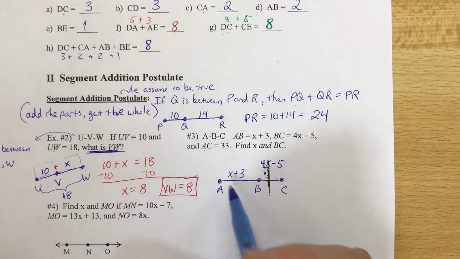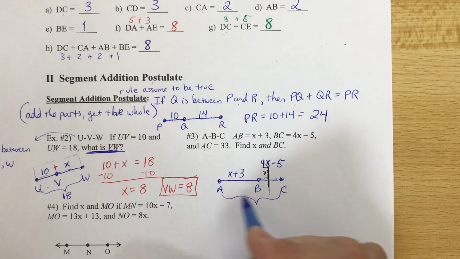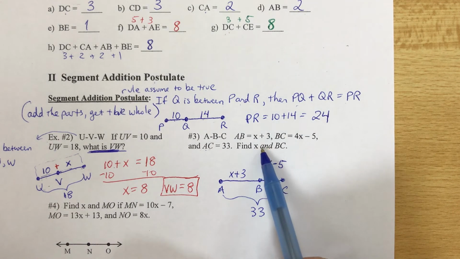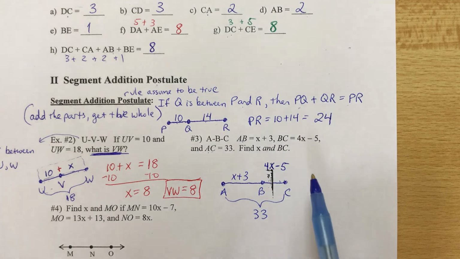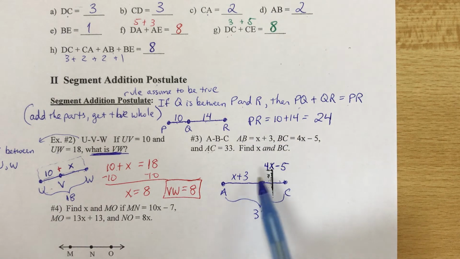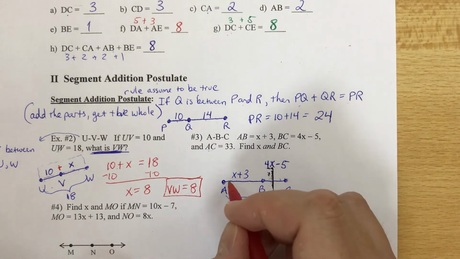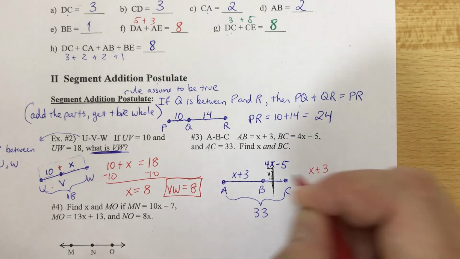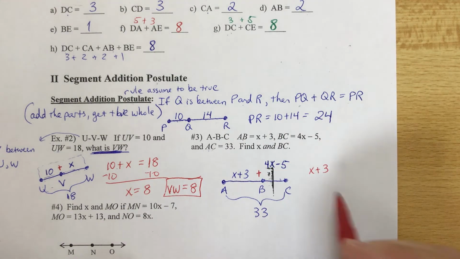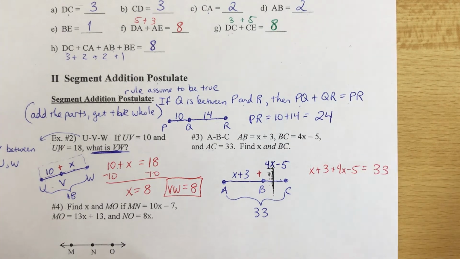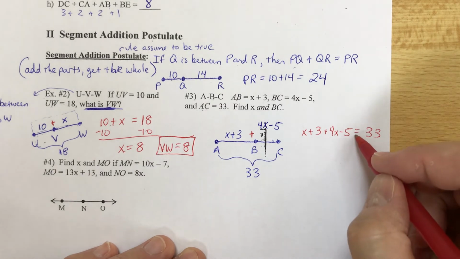And AC, the length of AC is the whole thing. I'm going to make that bracket. That's 33. Find x and the length of BC. So now we're going to do two things. Now this one we're probably not going to get by doing it in our head, so we're going to make an equation. Well, the segment addition postulate says if you add the parts, you get the whole segment. The parts are x plus 3. Okay, I'm going to put a big plus sign there, so that plus the other part, 4x minus 5, equals 33. Now we need to solve the equation.